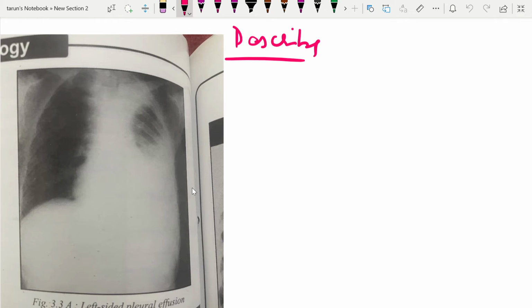So in pleural effusion, fluid collects between the two layers of the pleura, that is the visceral and the parietal pleura. There is absence of air bronchogram. There will be absent air bronchogram in pleural effusion.